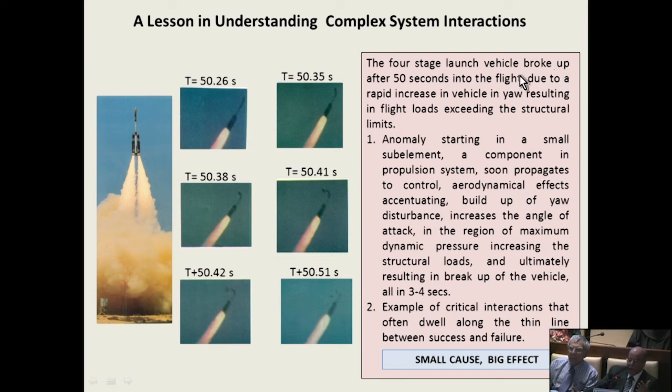And this is also designed purposely with a certain level of aerodynamic instability, mainly to make sure that there are quick responses to the control elements that go into it. Here was an anomaly which started in a small sub-element of the propulsion system. It failed to deliver the expected thrust to control the deviations of the flight in the actual flight.